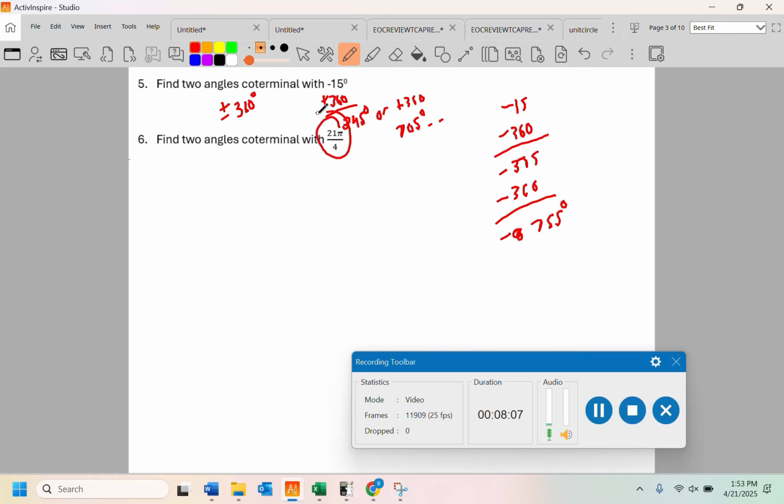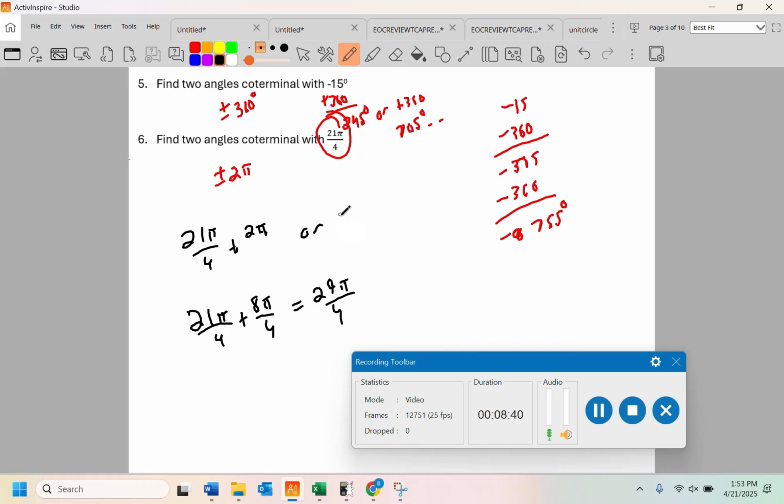Same deal with this one. I will say though, most kids are really going to struggle with plus or minusing 2 pi. I'm going to work through the process. 21 pi over 4 plus 2 pi. I have to convert the 2 pi into 8 pi over 4. And I would get 29 pi over 4. A lot of kids are going to struggle working with fractions because, you know, that's a 5th grade math skill, right?